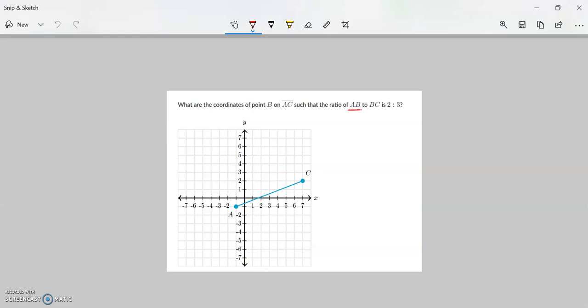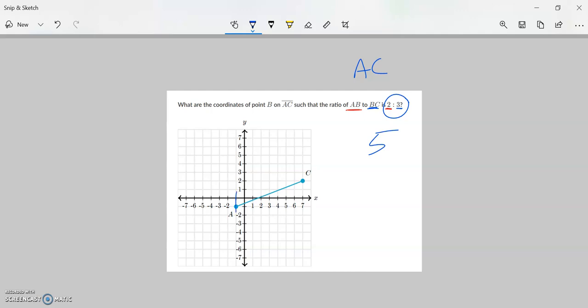All right, so AB is 2 units, and BC is 3 units. Okay, remember last time we had A to C as that last number. We have BC now. So really, we're going to take this whole thing and add them up. AB is 2 chunks, then B to C is 3 chunks. So we're dividing by 5.